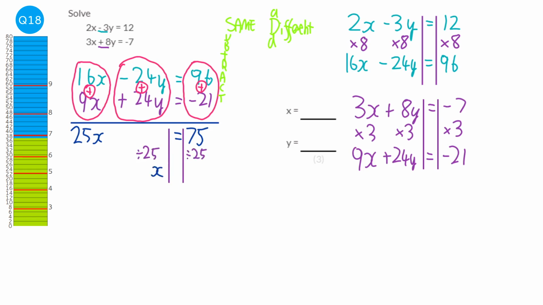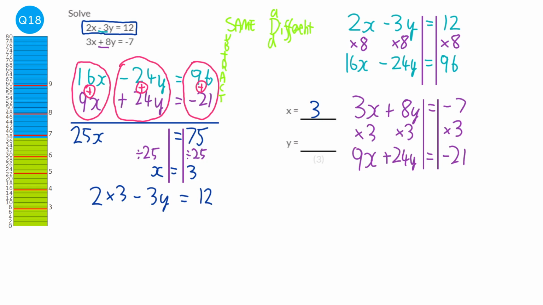And we've got x is equal to 3. Now we know what x is, but we've got to find out what y is. So what we're going to do is substitute the value of x into the first equation. So we've got 2 times 3 minus 3y equals 12.